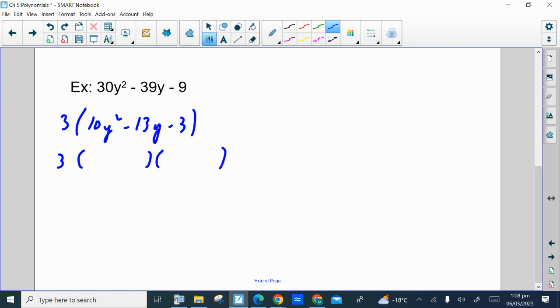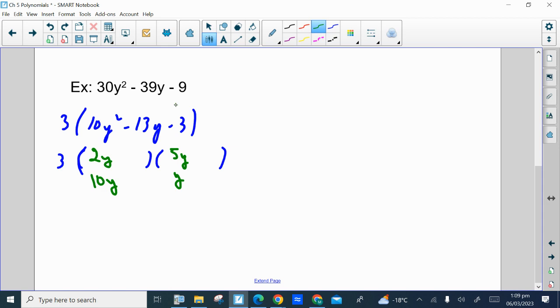So you're looking for two things that multiply together first to get the 10y squared. What would you try, Brooklyn? 2y and 5y. Is there anything else that we can try if this doesn't work? 10y and 1y. We always start with the numbers that are closer together. So I'm going to start with the 2y and the 5y.